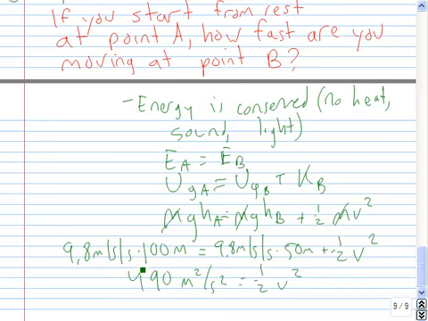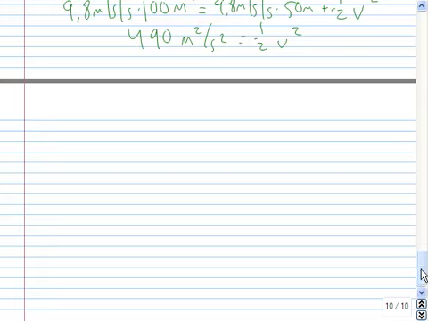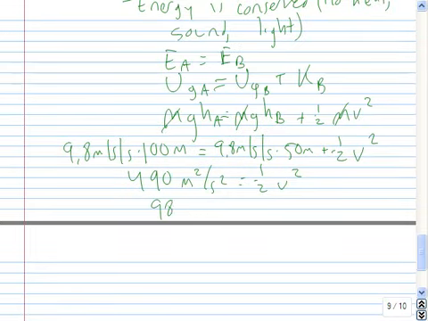Okay, just did 9.8 times 100 minus 9.8 times 50. Got 490. I'll multiply by 2. I'll get 980 meters squared per second squared equals v squared. And v equals 31 meters per second.